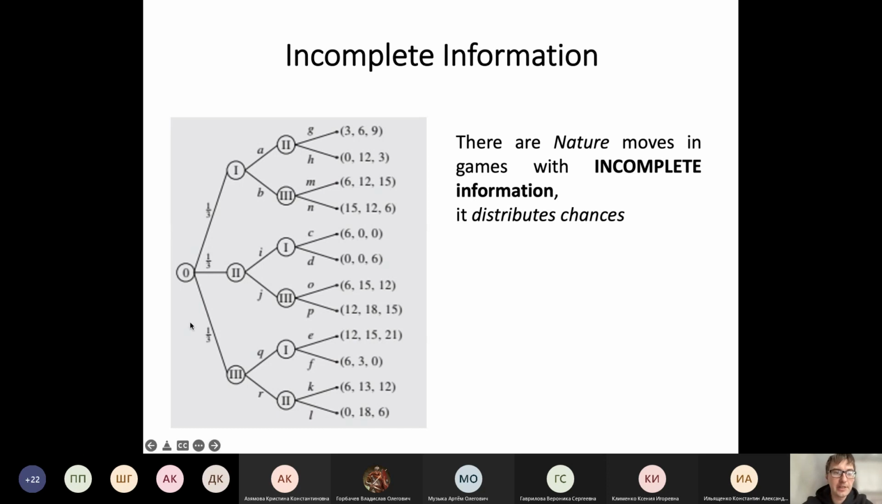You can think about nature here as just tossing a coin, to decide who will be first. Or you take three matches and break one of them to make it shorter, and then the players each take a match, and the one with the shorter match will start. So it's basically exactly what happens here. Nature distributes chances.